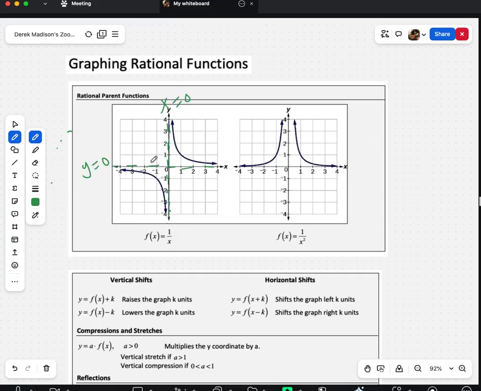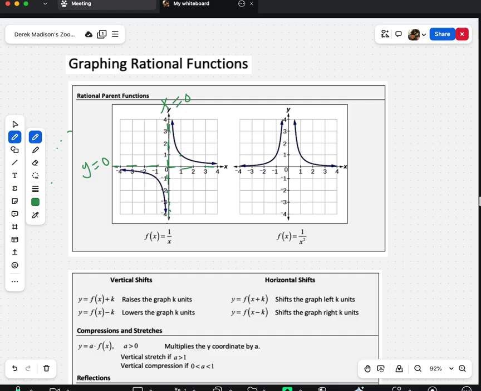And so that's our parent function. The asymptotes intersect at the origin, and then you can see if we put a 1 in for x, 1 divided by 1 would be 1, and we get that. If we put a 2 in for x, we would get 1/2, which we're seeing there. If we put 1/2 in, we get 2. And then the same thing on the other side, but negative. So that's where our parent function comes from.